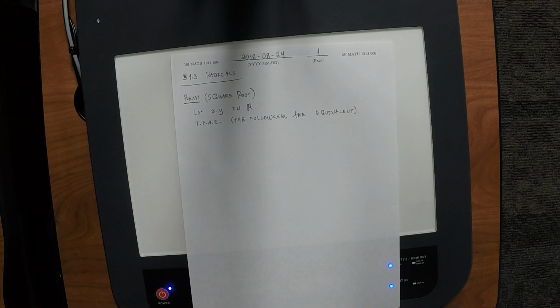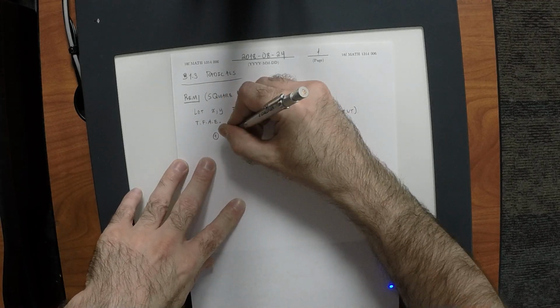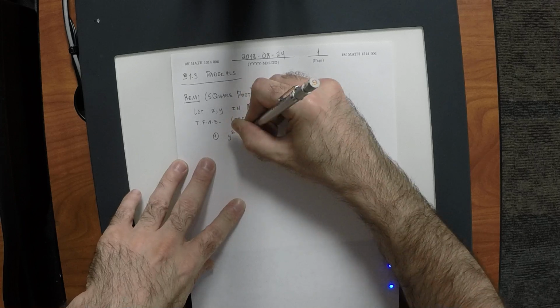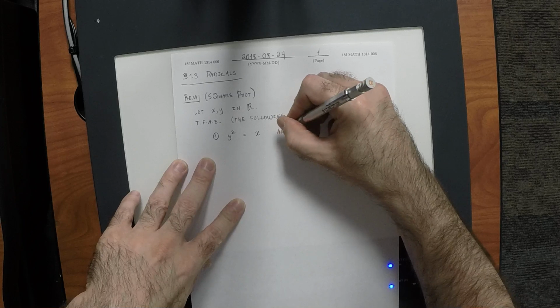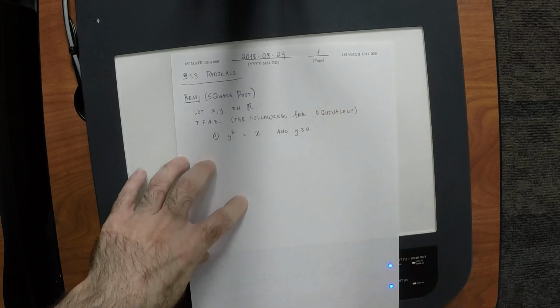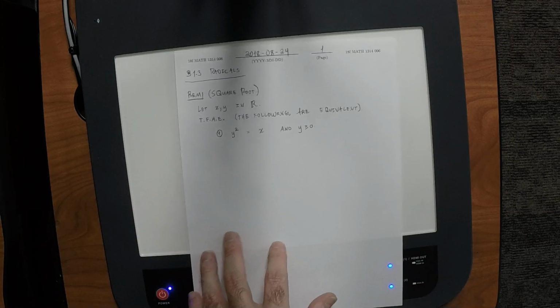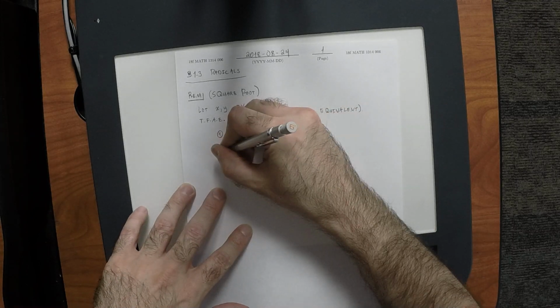All right, so what that means is that I'm going to make several statements, and all of these statements are going to mean logically the same thing. It's just two different ways to say the same thing. So first, y squared is equal to x, and y is greater than or equal to 0. So those two together. That statement is equivalent to this statement.